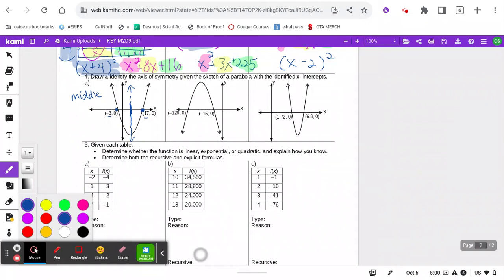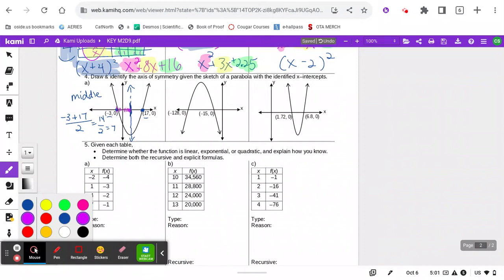So I want to just take this -3 and this 17, and I'm going to add those and then divide by 2. Well, -3 plus 17, that's 14. 14 divided by 2 is just 7. So let's go see if that kind of makes sense to us. -3 means 3, 2, 1, 0. And then 1, 2, 3, 4, 5, 6, 7.